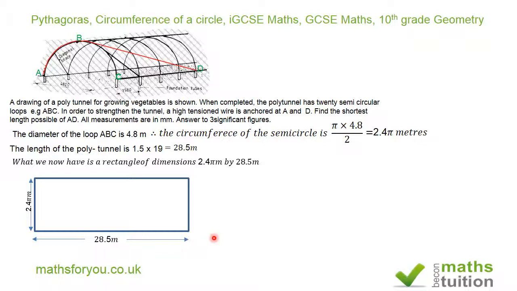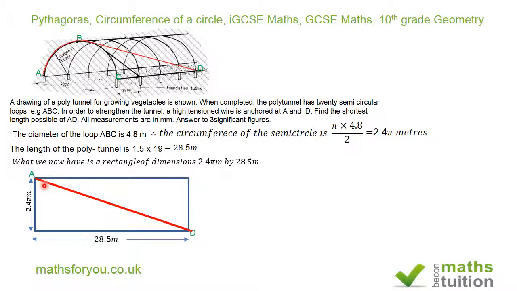Now, the diagonal is in fact the length of the high tension wire secured at A and D. So that's what we're looking for. We're looking for this length here, because that's the high tension wire secured from A to D, as in the diagram above. To find that, we need to use Pythagoras theorem.